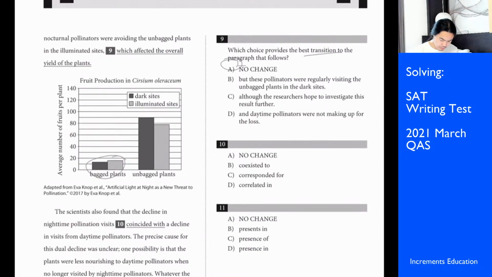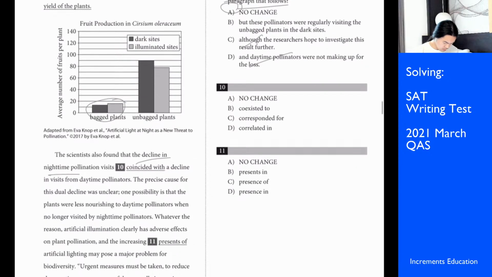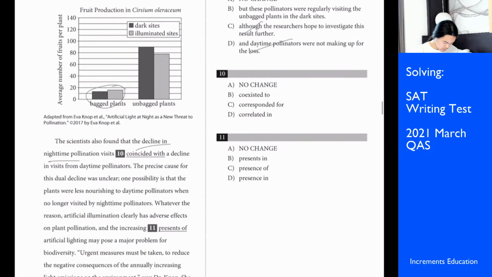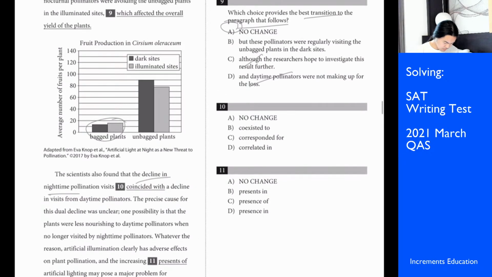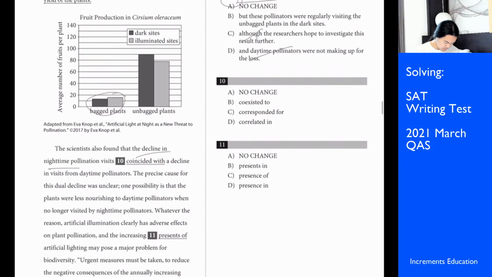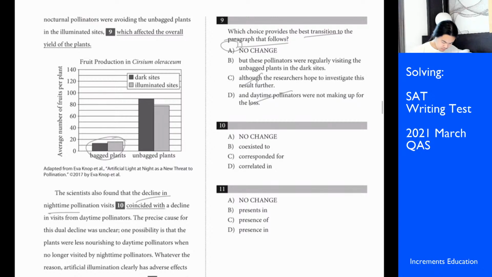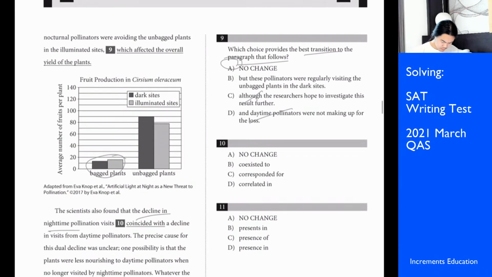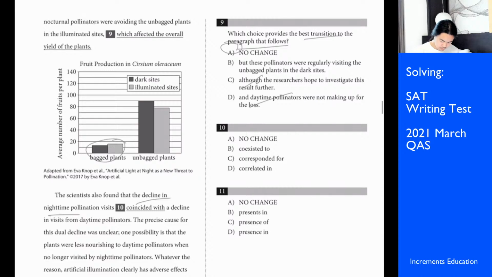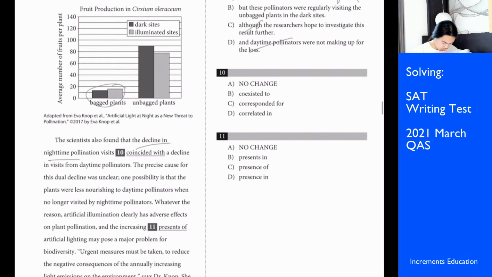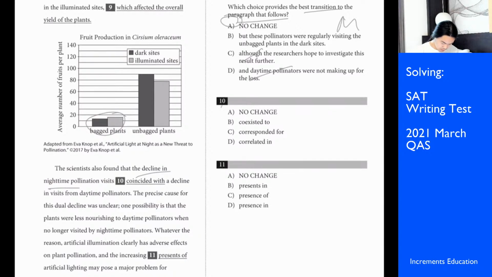But then we're talking about transition to the paragraph that follows. The decline in nighttime pollination, which, right, no. I feel sketchy about this, but I'm going to move on. 10. Yeah, coincided.